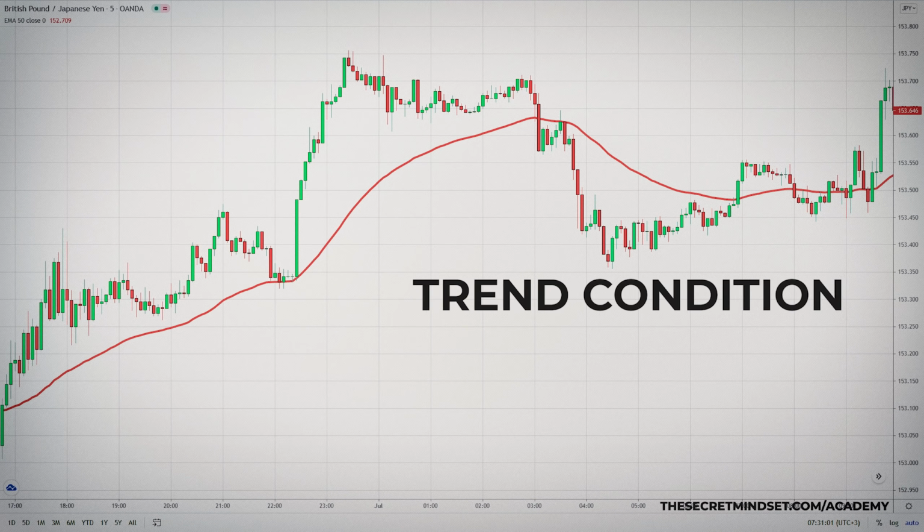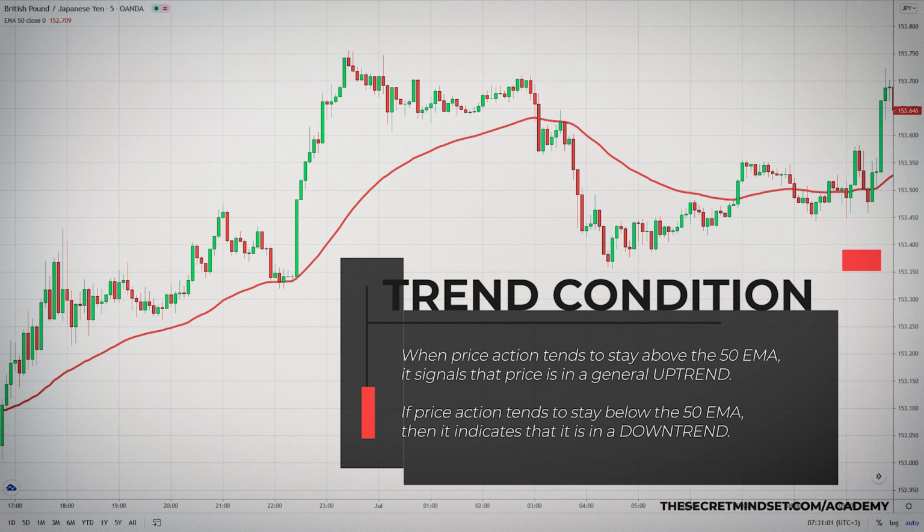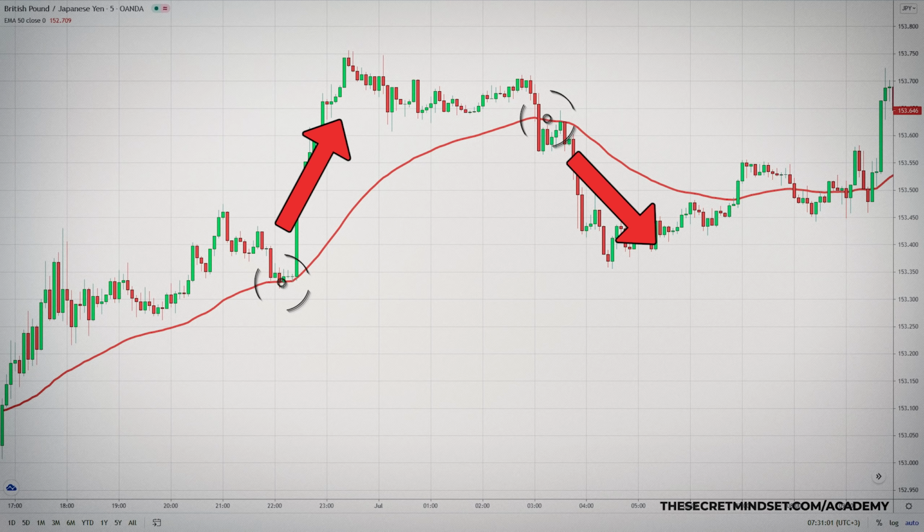The 50 EMA, the trend condition, is used to generate signals with simple price crossovers. When price action tends to stay above the 50 EMA, it signals that the price is in a general uptrend. If price action stays below the 50 EMA, then it indicates that it is in a downtrend. This trend filter is very important for our scalping setup.